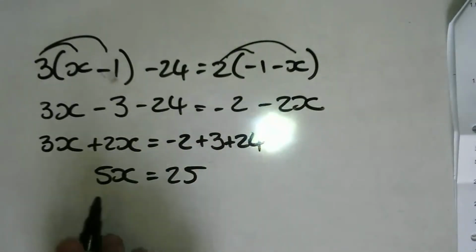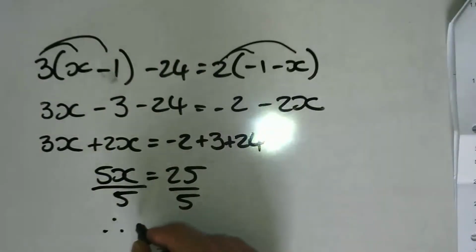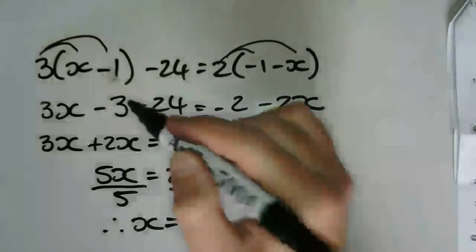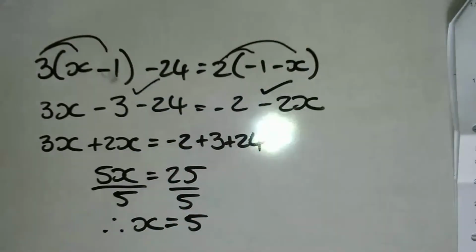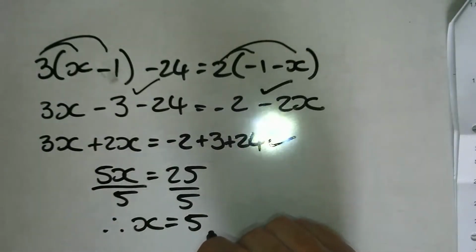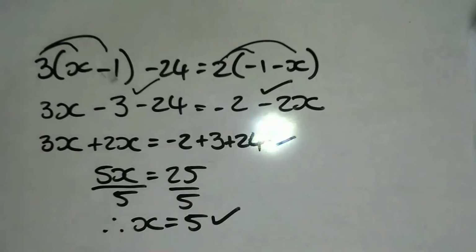Now I'm looking for x, which means I need to divide both sides by 5. So therefore, at the end of the day, x is then equal to 5. So where would I get marks here? I'll get marks for distribution both sides. I'll get 1 mark for putting everything where they're supposed to be, and obviously 1 mark for my answer. Okay, guys, that is it for question number 2. We are going to move on now to question number 3.